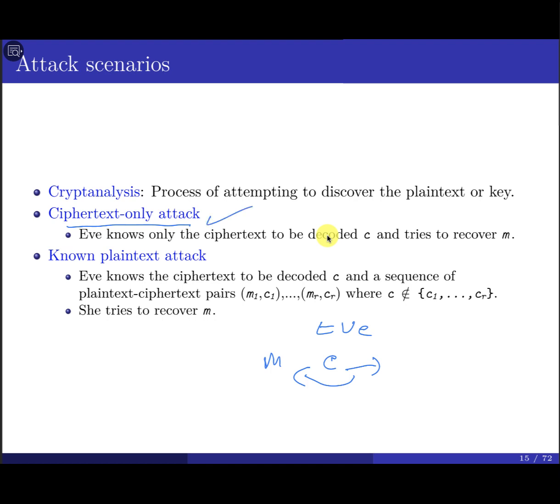The second type of scenario means she might have extra knowledge, as I mentioned here, such as choosing the earlier messages or the ciphertexts by herself.